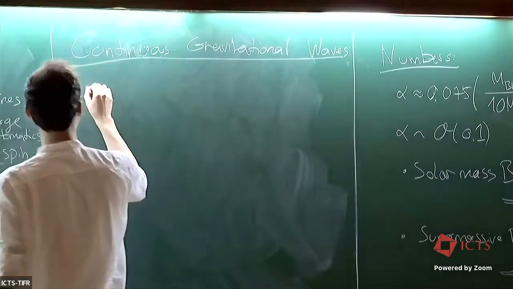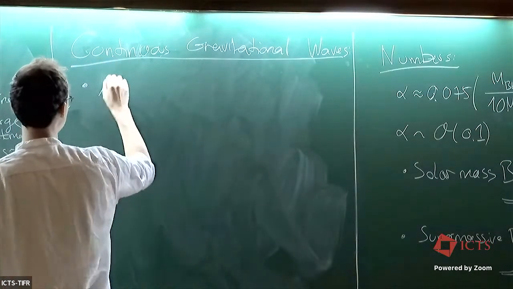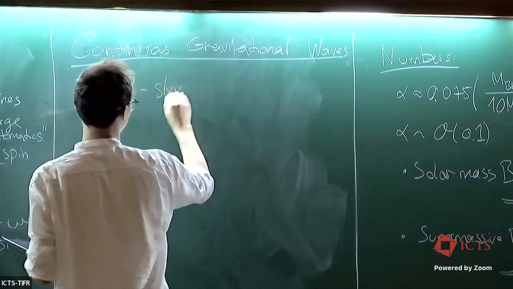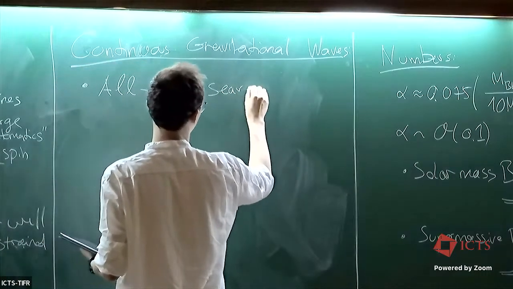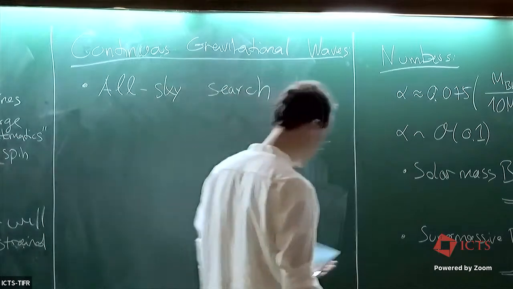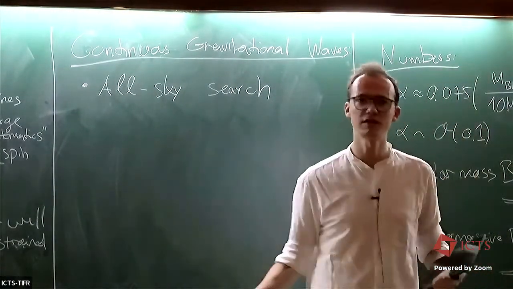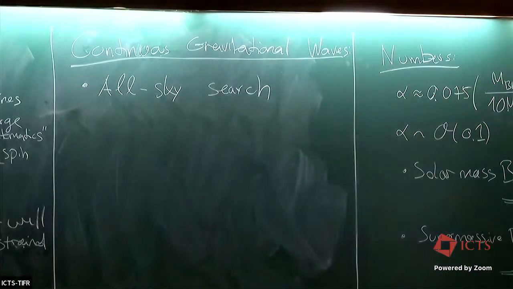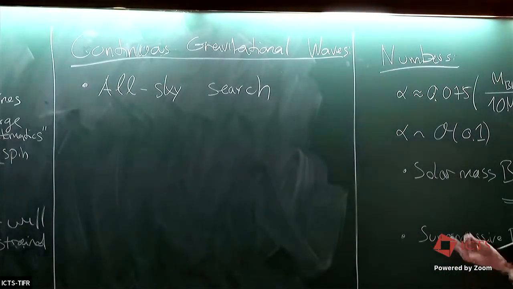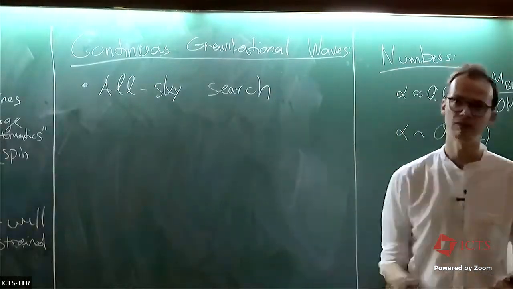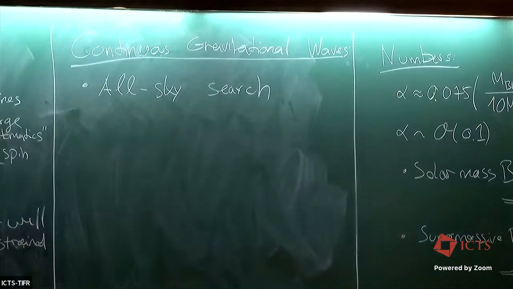So perhaps the easiest one, quote unquote easiest one, is a so-called all-sky search. So basically what is done there is that you're looking for continuous gravitational waves, and you're completely agnostic from where they might be coming from, okay? So you're just looking for basically coherent continuous wave power in all of your detectors. You have no idea where they came from, okay?